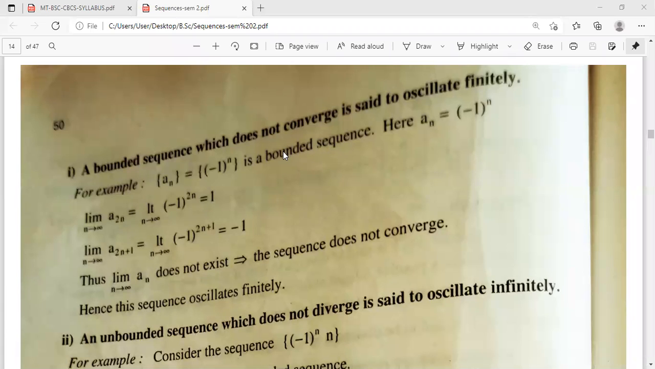And here you already have a bounded sequence. That's why you are writing here: a bounded sequence that does not converge is said to oscillate finitely. Okay, now one type is over. You see here the second type.